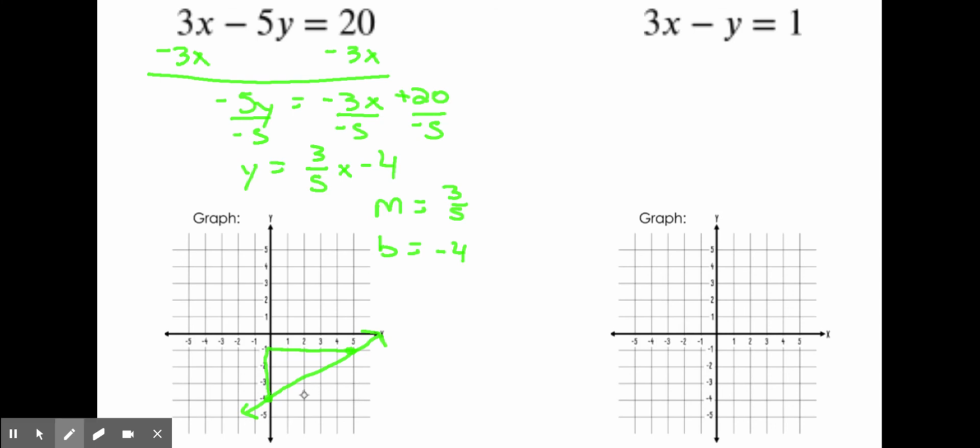There was only room on this graph for 2 points, so my y-intercept's -4, and then my slope is +3 over +5. I drew a line with positive slope. I had positive slope. One more.